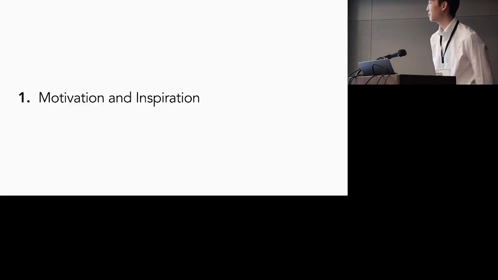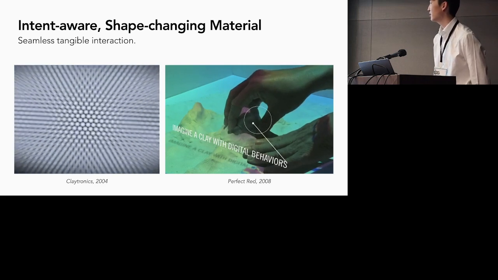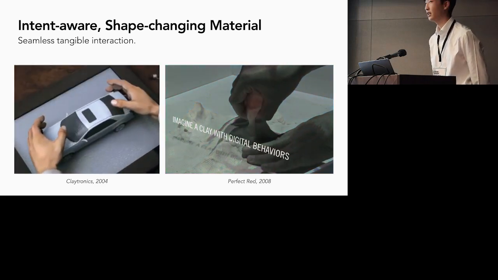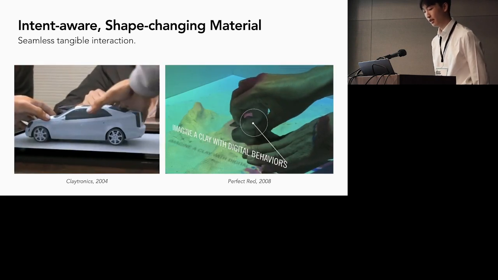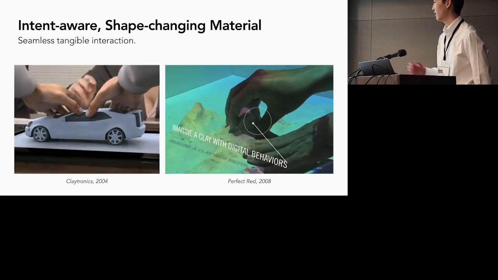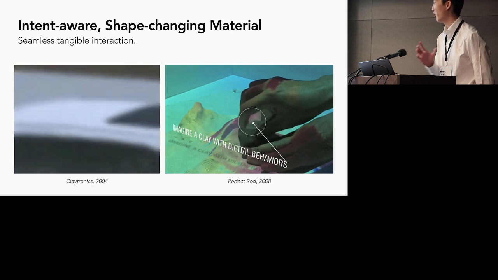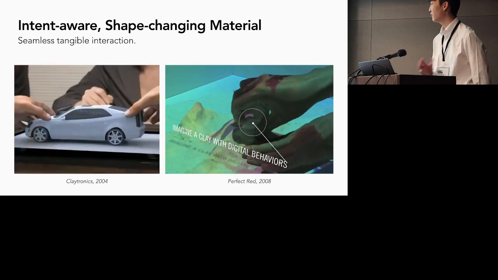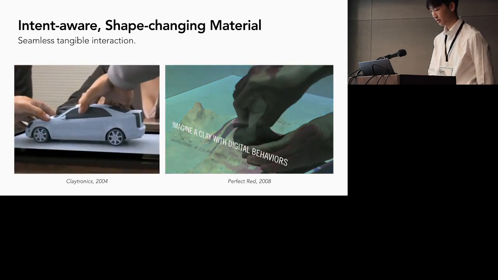So why do we take this approach of hand shaping and speech? A long-standing vision in HCI has been the idea of an intent-aware shape-changing material. This was introduced as early as two decades ago with works like Claytronics and Perfect Red, which show a clay-like material that automatically reconfigures based on tangible user inputs. It represents a really fluid, tangible interaction method.